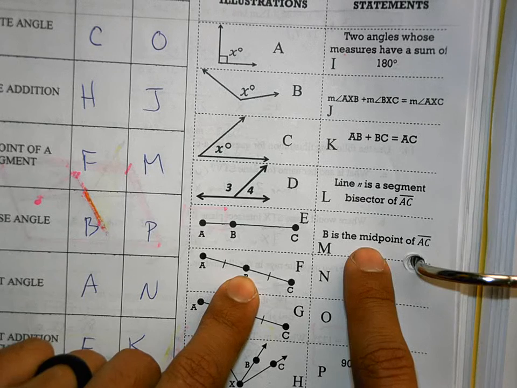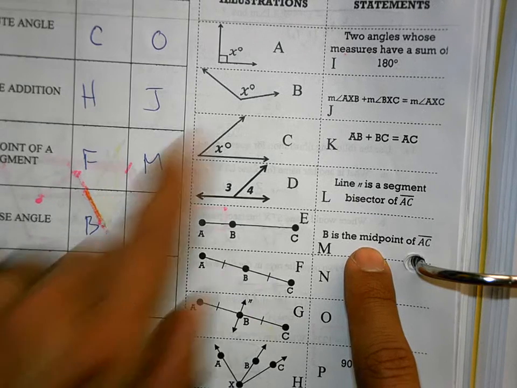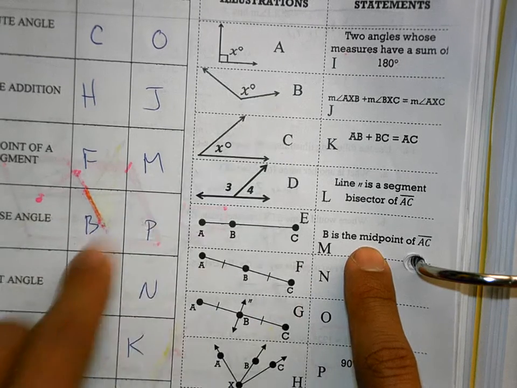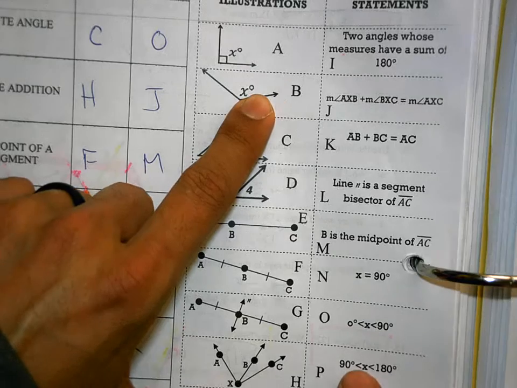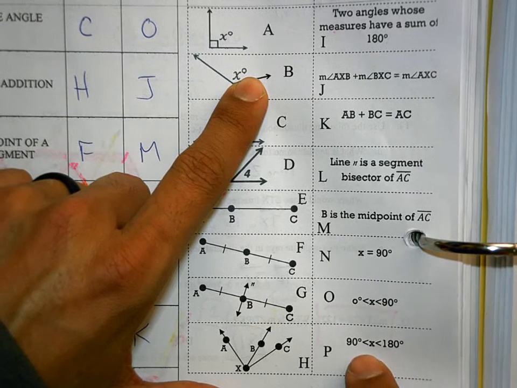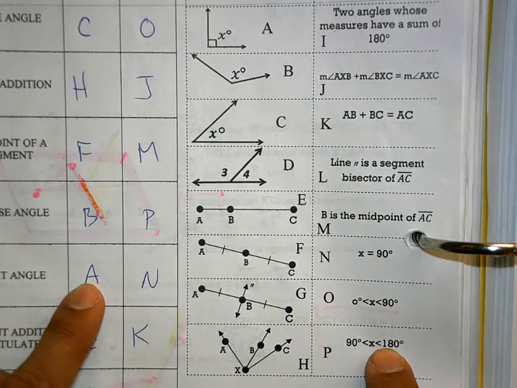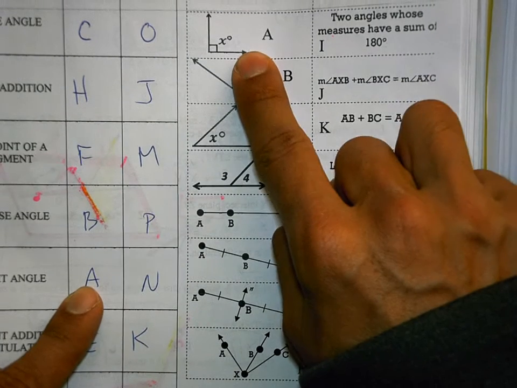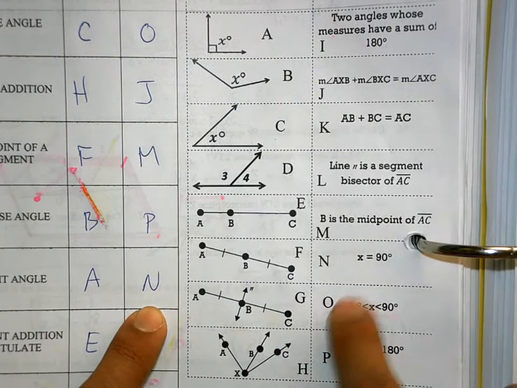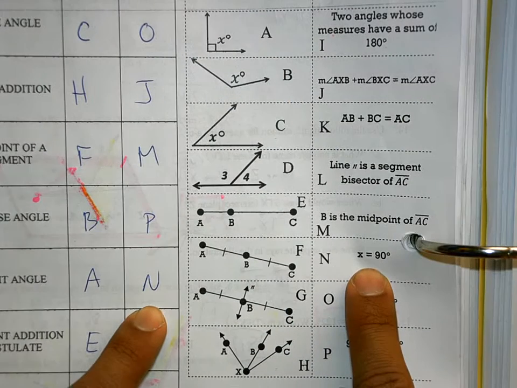What about an obtuse angle? It looks like B, and it goes with something that is between 90 degrees and 180. It's bigger than 90 but smaller than 180. What's a right angle? It goes with this picture, which is A, and it goes with the definition, which is 90 degrees.